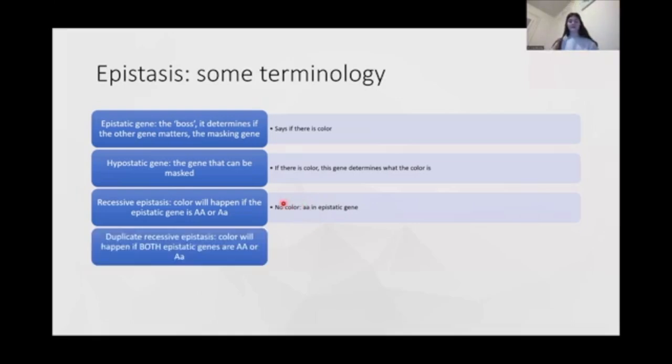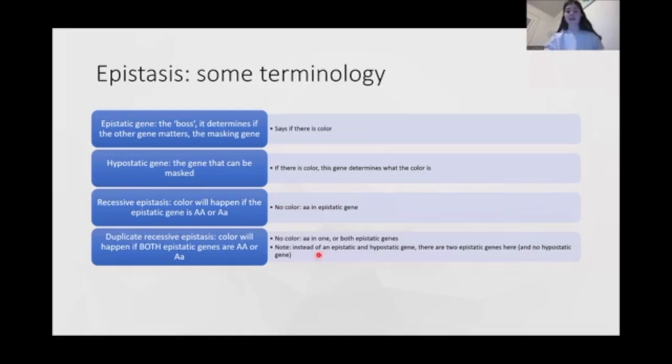Duplicate recessive epistasis, this one's a little confusing. In duplicate recessive epistasis, instead of having an epistatic and a hypostatic gene, there's two epistatic genes and no hypostatic gene. So this is the one that's a little bit different than our other two. The last one's going to be dominant. In this case, with duplicate recessive epistasis, you're going to have two genes, and if either or both are homozygous recessive, there's going to be no color.